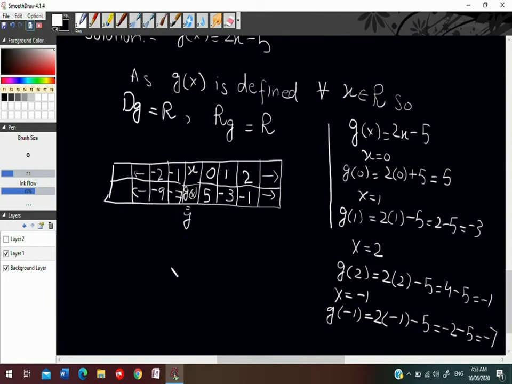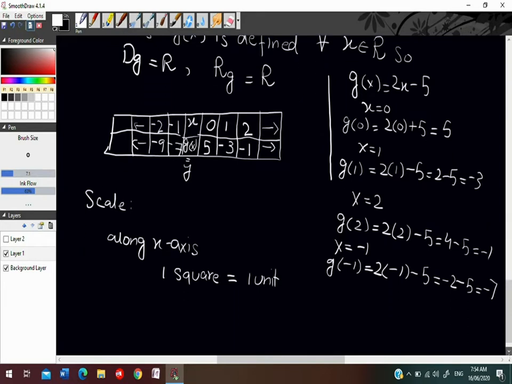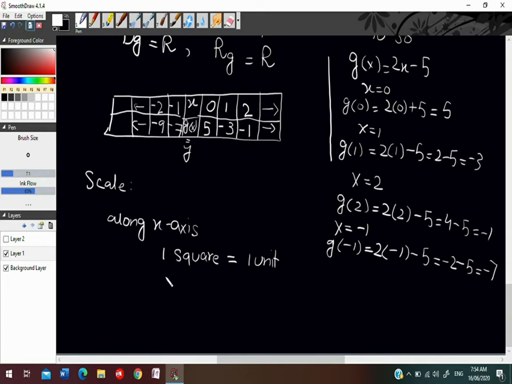So we make a scale. Scale means you decide how many units each square represents. Along the x-axis you decide 1 square is equal to 1 unit, and along the y-axis, 1 square is also equal to 1 unit.